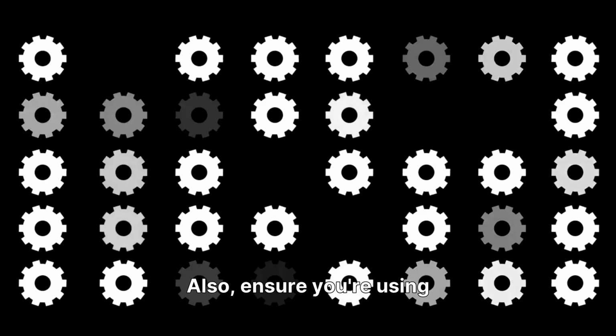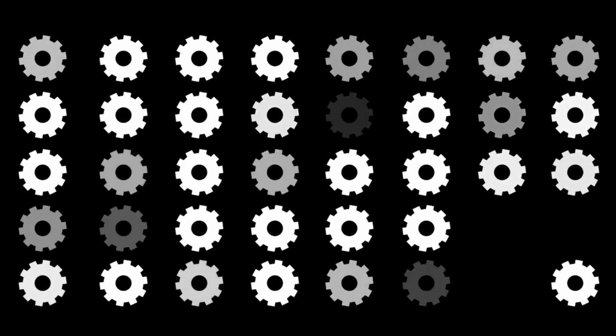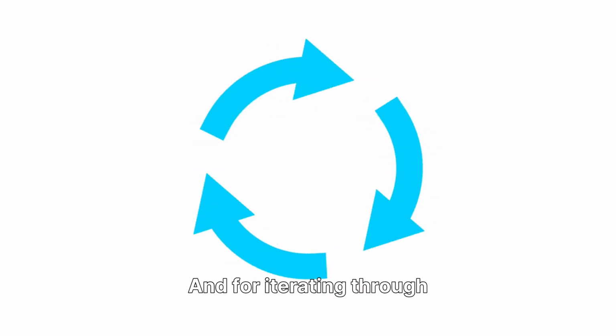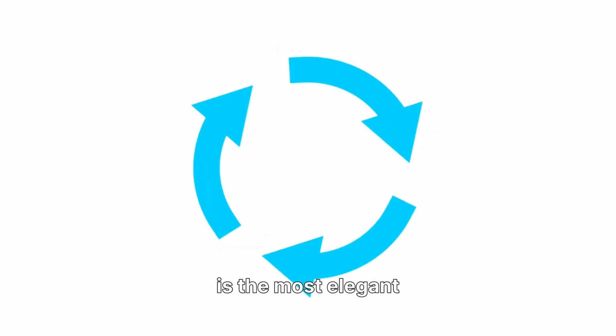Also, ensure you're using the right loop for the job. If you know the exact number of repetitions, use a for loop. If you need to repeat something until a condition is met, the while loop is your best choice. And for iterating through every item in a collection, the foreach loop is the most elegant solution.